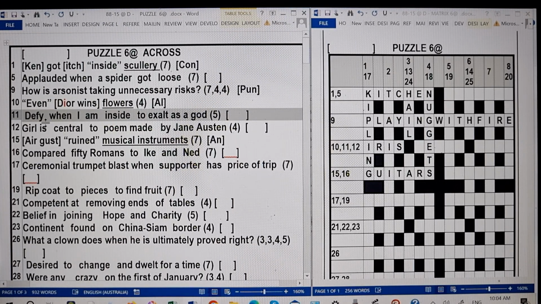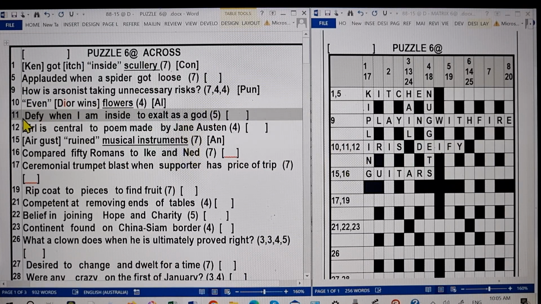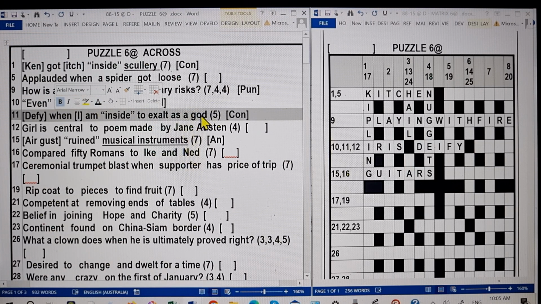Okay, back again. Defy when I am inside to exalt as a god. And the answer is deify. Where does that come from? Well, you can see it there. Just put the key in first, and the key is exalt as a god. That's the key. And looking along it, you can see defy when I am inside. Now, I am inside what? Well, I am inside defy.